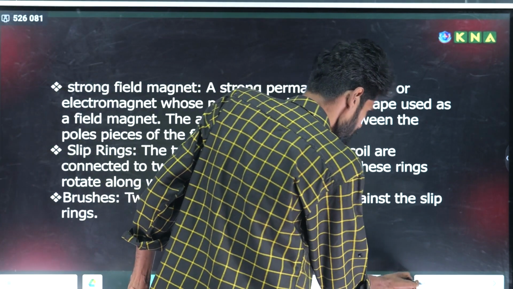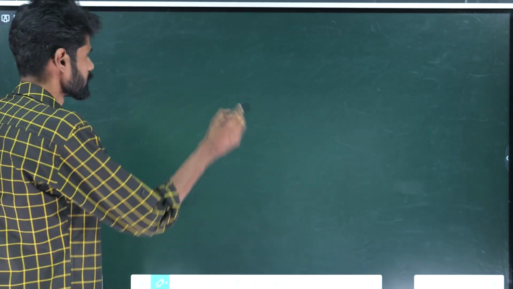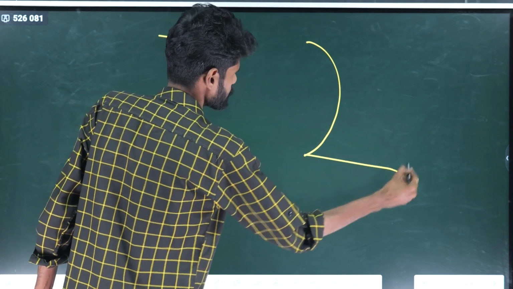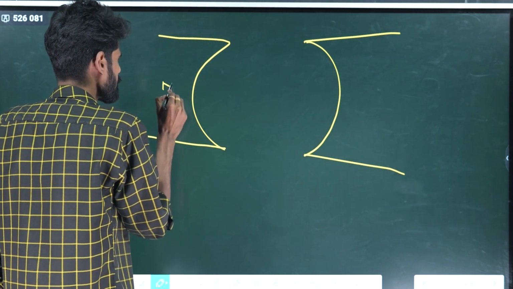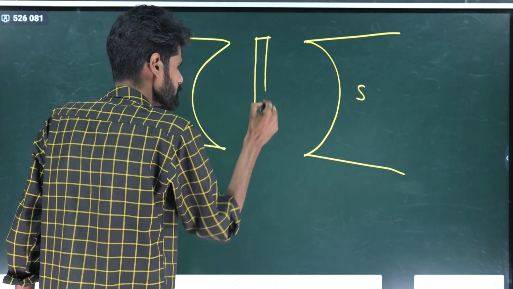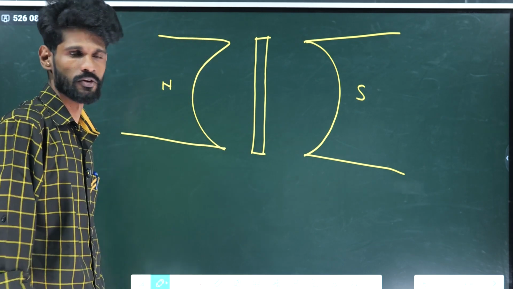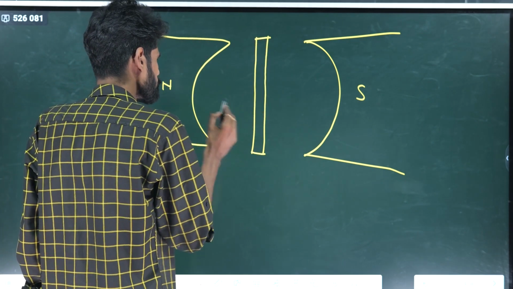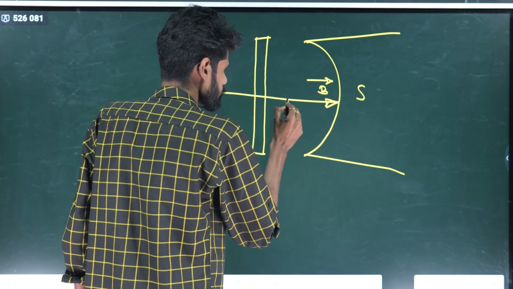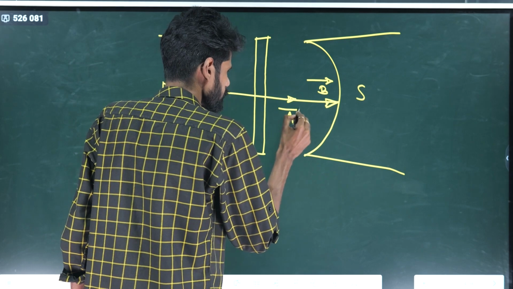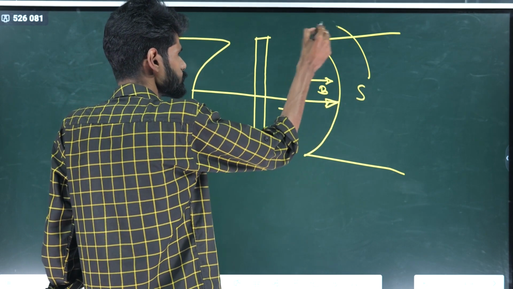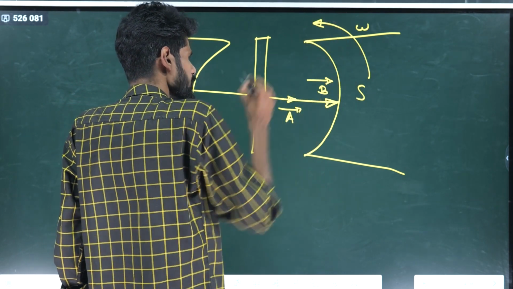So, move on to the internal diagram of the generator. Now this is the field magnet. These are the pole pieces of the field magnet. Now the armature coil is placed in between the pole pieces of the field magnet. Now the plane of the coil is perpendicular to the magnetic field. This is the area vector that is normal to the surface. Now the coil rotates in the anti-clockwise direction with an angular velocity omega.